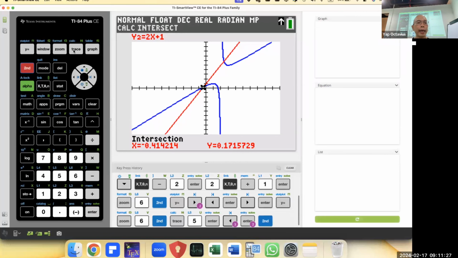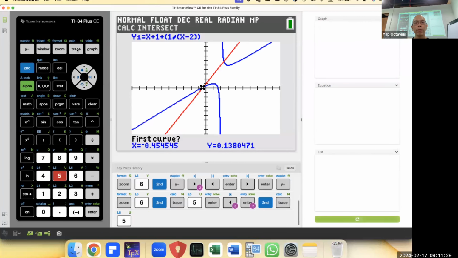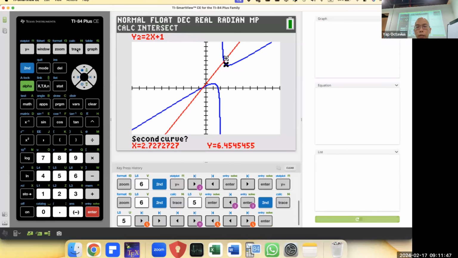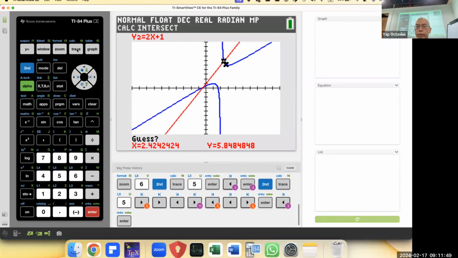You press second, trace, number 5. So then this time we move near to the other side. You see? You keep on pressing up or across, and this thing will move, because it moves along the two curves. Okay, then you press enter. Then along there, just enter. And you get the other intersection point.